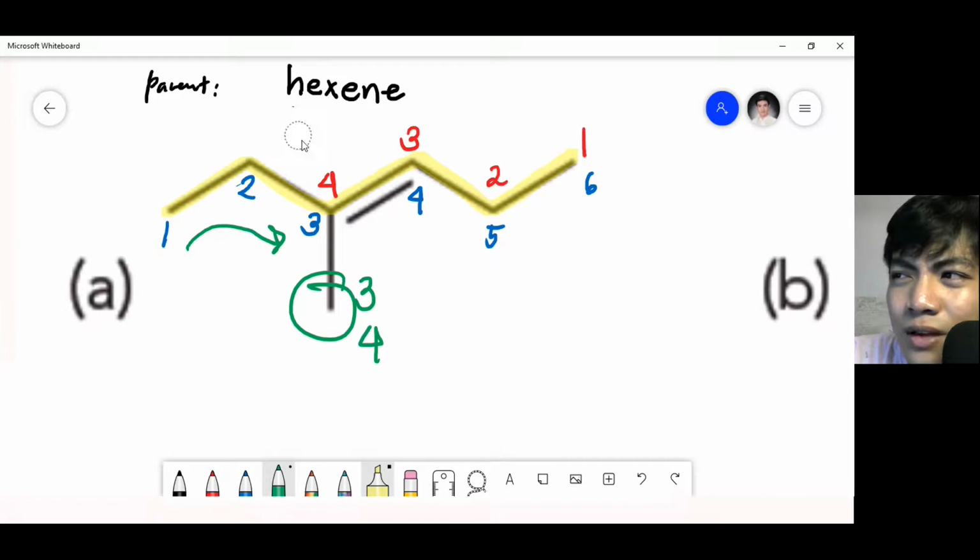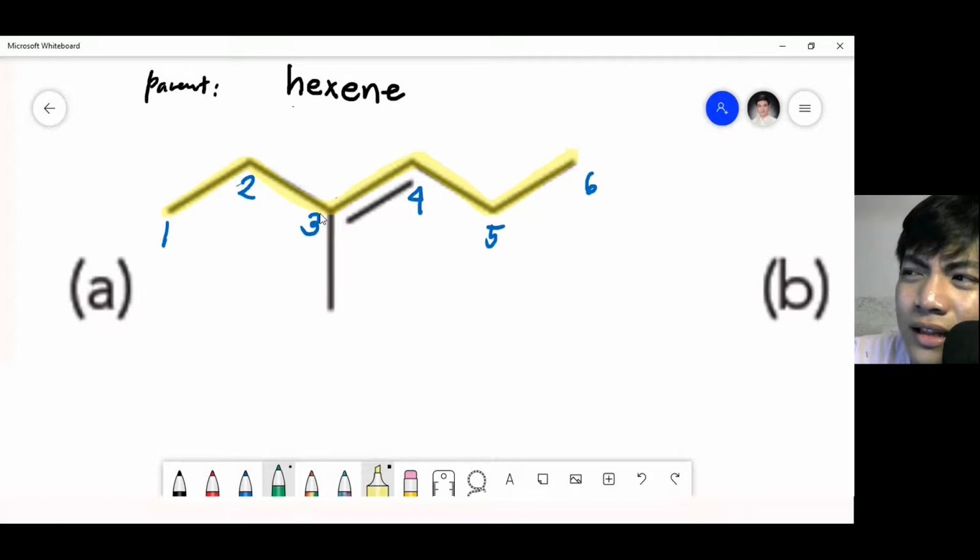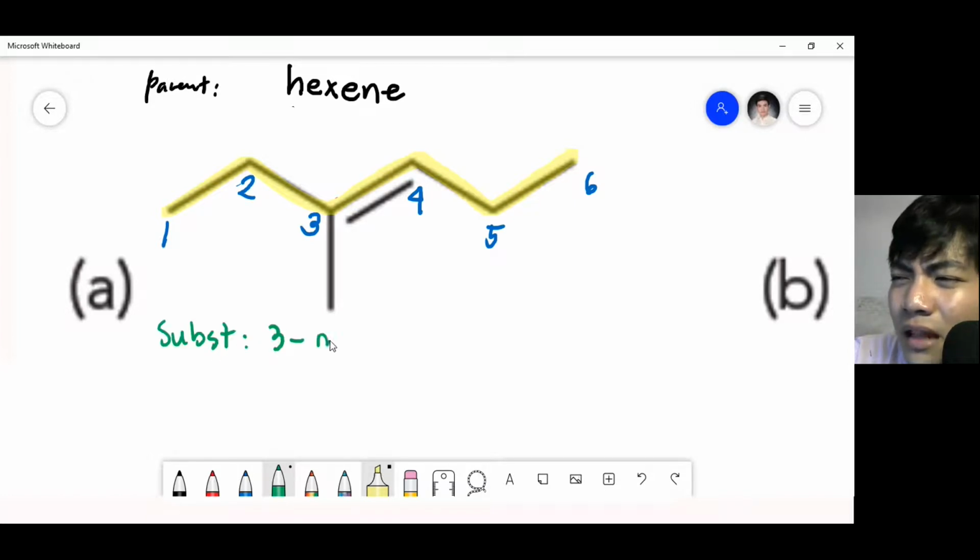So that's why we won't use the red numbering. Instead, we will use the blue numbering, the one that is left to right, kasi yung substituent falls on the lower number. So the name of this substituent will be 3-methyl.